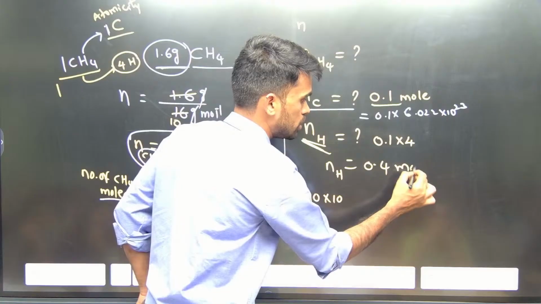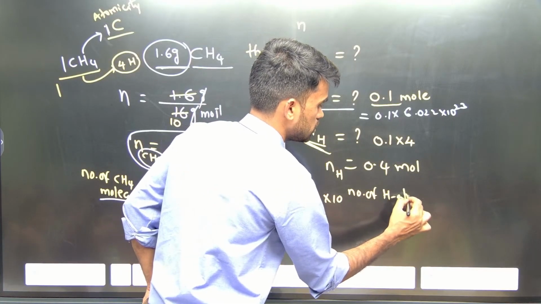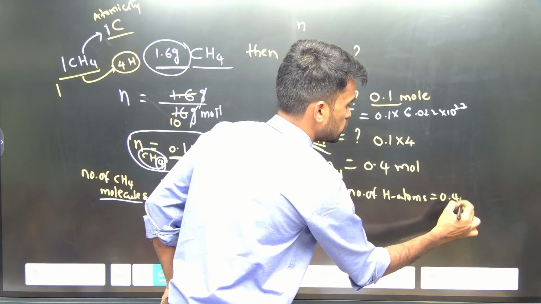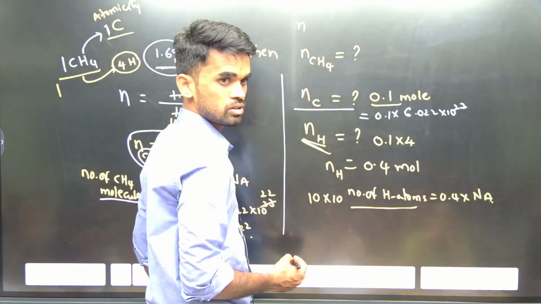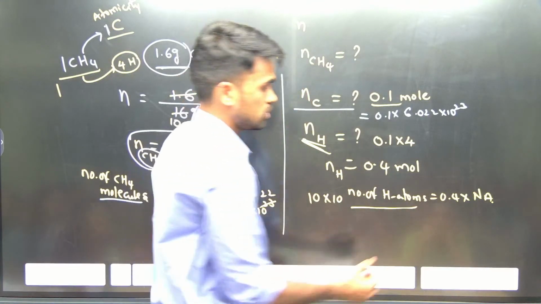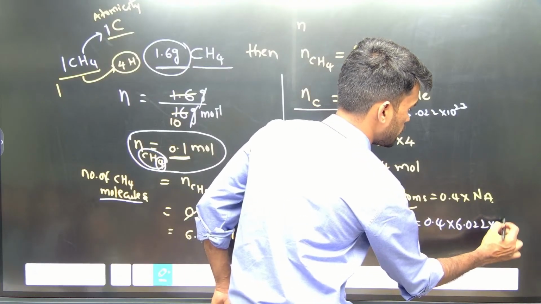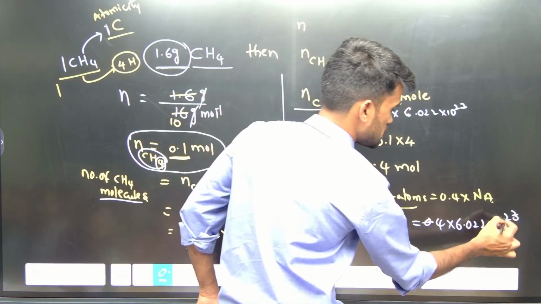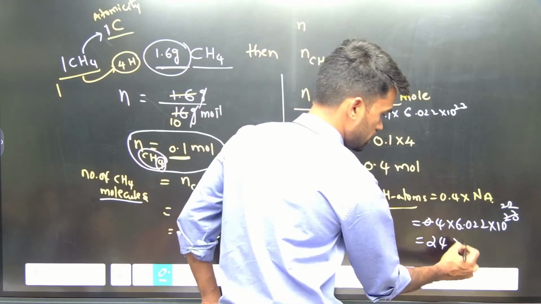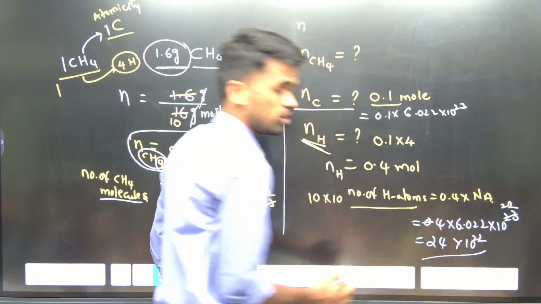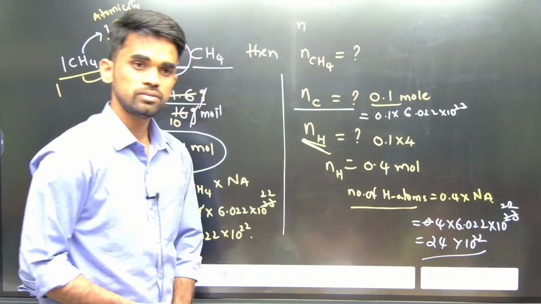Okay, this is your moles. If I ask you the number of H atoms, it is 0.4 into Avogadro number. Is this clear or not? So 0.4 into 6.022 into 10 power 23. You can remove this, it becomes 2.4 into 10 power 22. This will be your final answer for the number of hydrogen atoms. Is this clear or not?